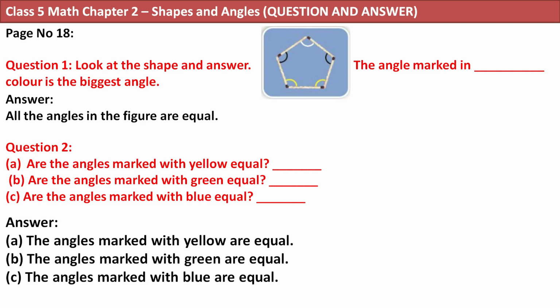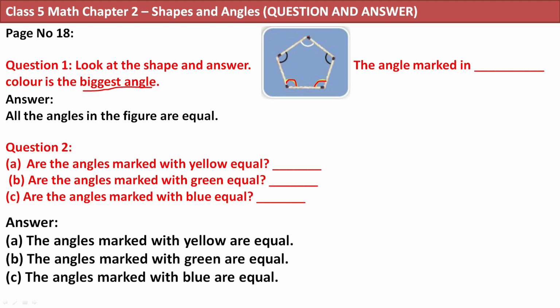In this video, we are going to see Class 5 Maths, Chapter 2, Shapes and Angles, Question and Answer. We are going to discuss question and answer. Question number 1. Look at the shape and answer. The angle marked in dash color is the biggest angle.